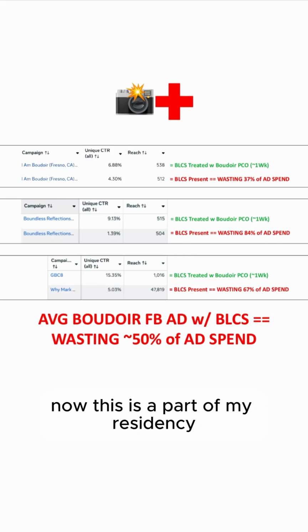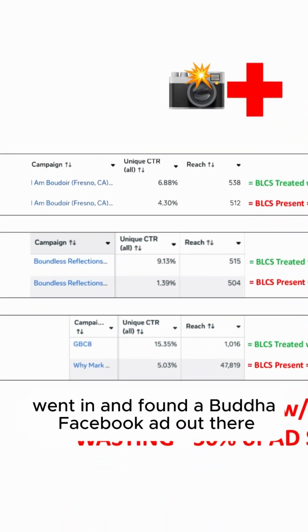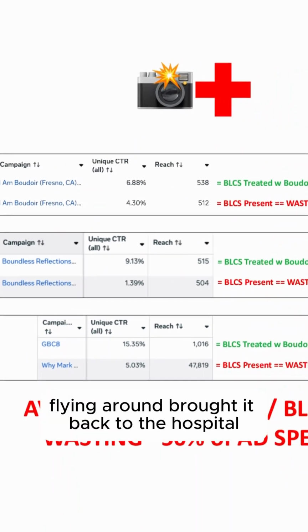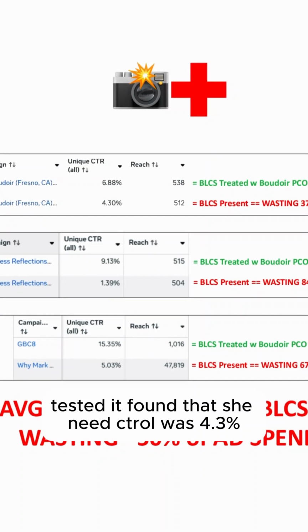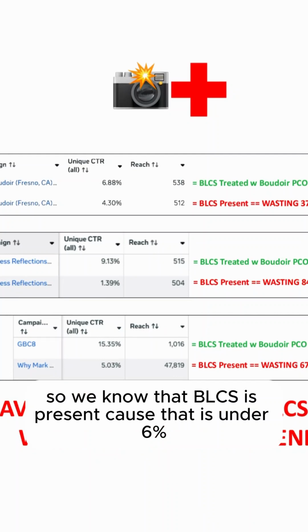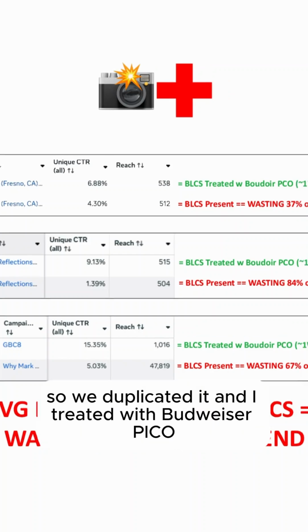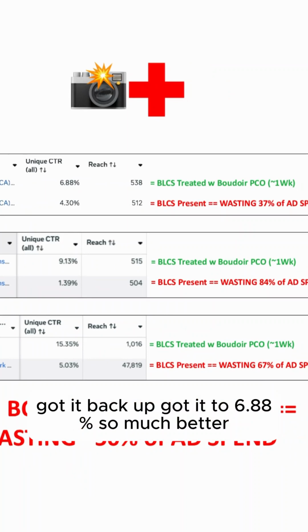Now, this was part of my residency. First part, went in and found a Boudoir Facebook ad out there flying around, brought it back to the hospital, tested it, found its unique CTR was 4.3%. So all right, we know that BLCS is present because that is under 6%. So we duplicated it and I treated it with Boudoir Pico, took about a week, got it back up, got it to 6.88%. So, much better.